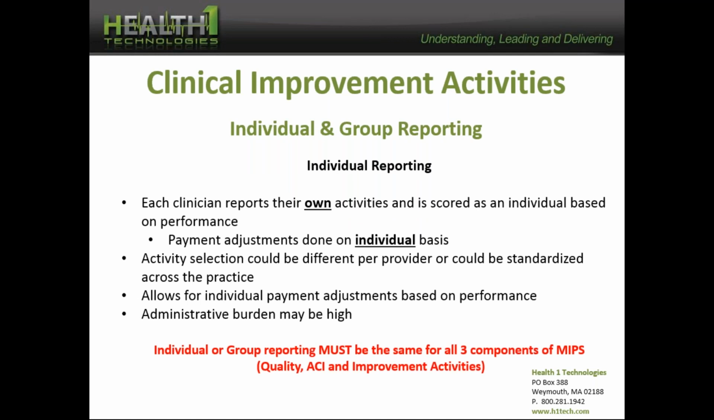As in our other programs, we can report as individuals or groups. Again, you're going to want to make this decision as your organization as a whole, because whatever you choose, you're going to have to do for all three components. So if you're going to do as an individual, you're going to do that for quality, ACI, and clinical improvement activities. And then if you're going to choose the group, you would do the same thing.